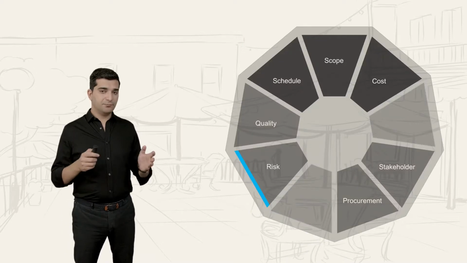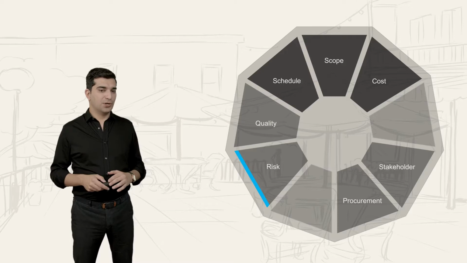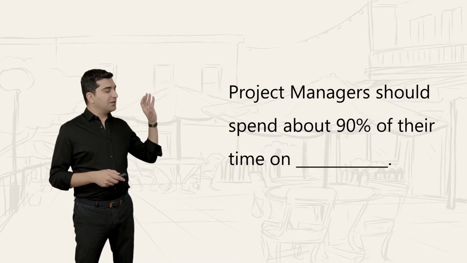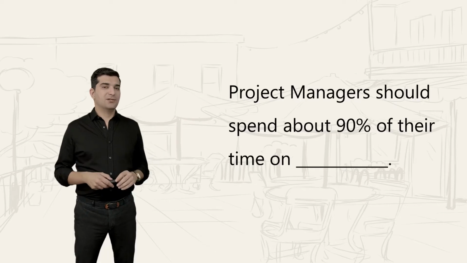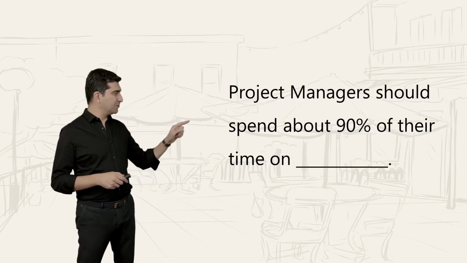All right, that's enough for now, and I'm going to end this lesson with one question. We usually say in the community that the project manager should spend about 90% of their time on something. What do you think should go there?